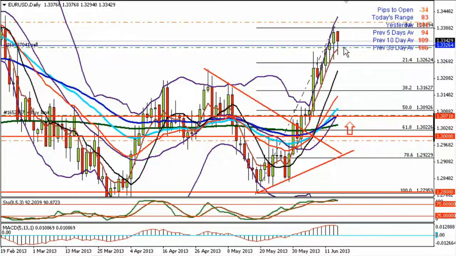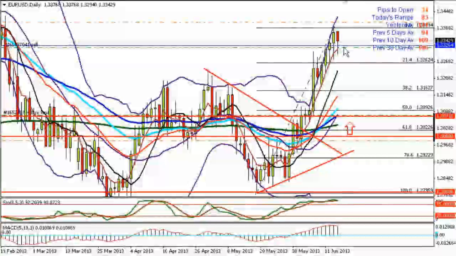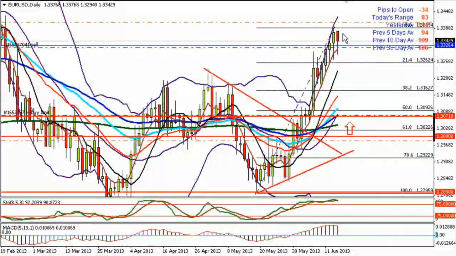There's G8 meetings going on as well, so there could be all sorts of political speak either way to move this. I would be more interested if price comes back down, but if you're going to take a short, it would be counter trend. Look, everybody else has been buying, and therefore if you're going to take a short here, then you need to halve your stake.